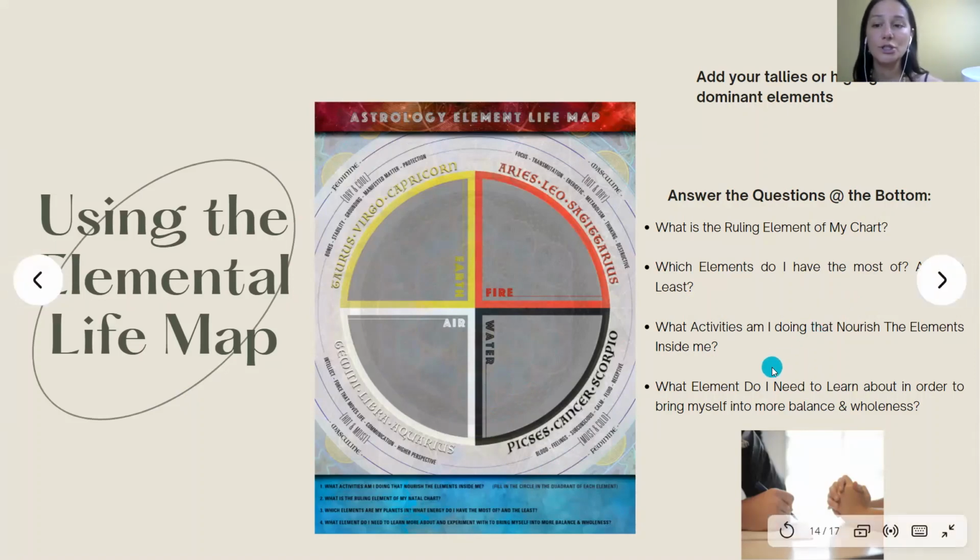What activities am I doing that nourish the elements inside of me? So that's where it comes into getting more intimate with the elements. And right here in the chart, it shows what they mean. So fire, Aries, Leo, and Sagittarius mean focus, transmutation, energize, energetic, metabolism, thinking, and it could be destructive. Fire is hot and dry. Fire is masculine. So what activities am I doing that nourish my fire?